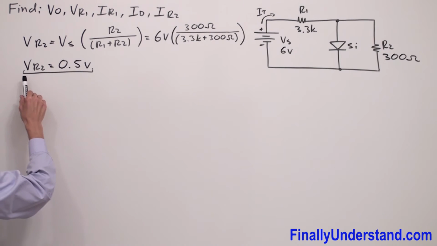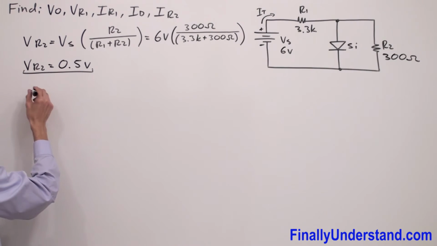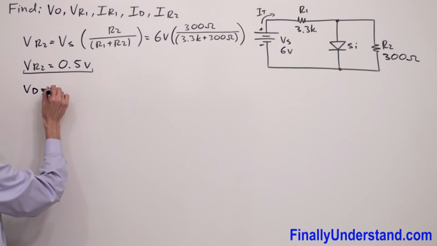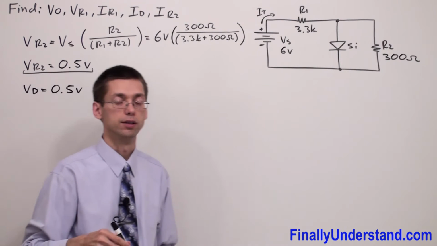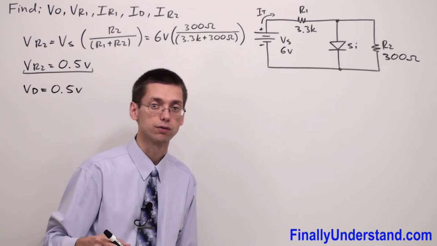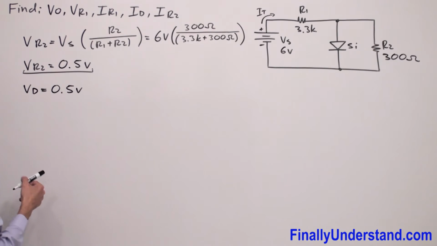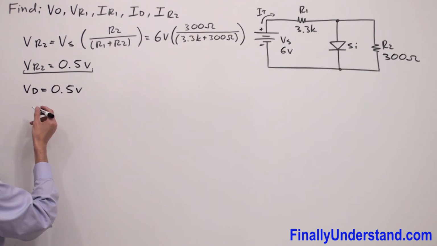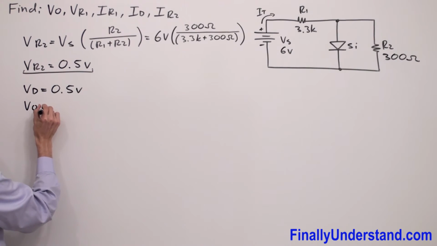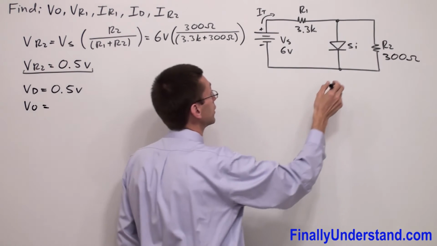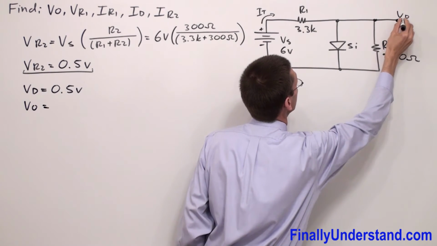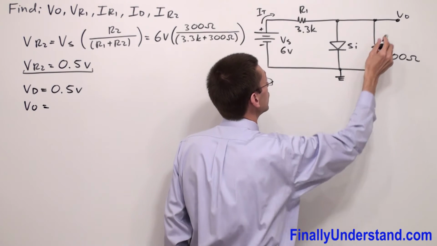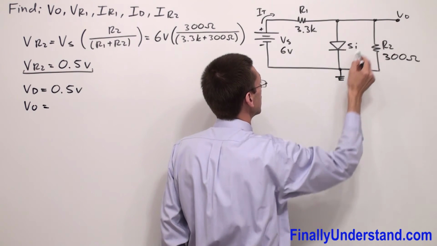So we found VR2 is equal to 0.5 volts, so VD is also equal to 0.5 volts, right? Don't say that because the diode is not conducting, we have no voltage across it. It's 0.5 volts, but it's not working. And Vout, I forgot to add it to the diagram. This is my output terminal, this is Vout, and this is my ground. Vout is the voltage between this point and ground.